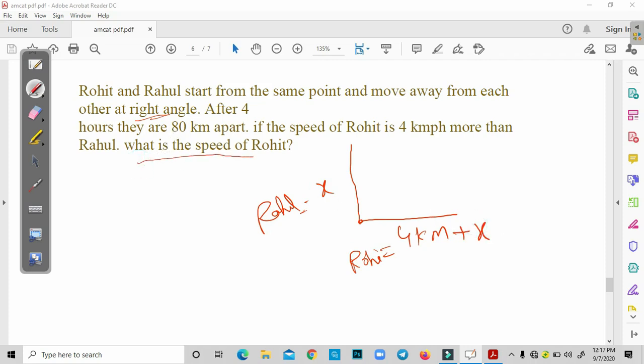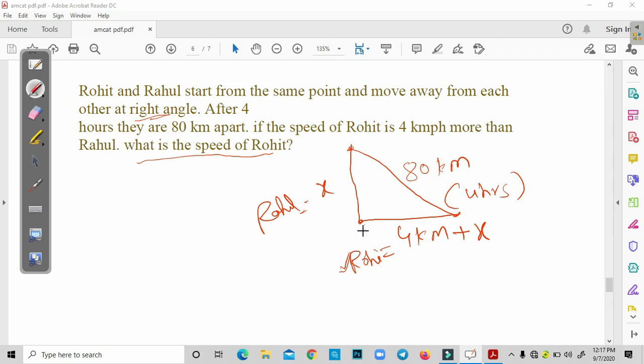What is the speed of Rohit? We have to find this out. Sorry, I missed some data here. Rohit and Rahul start from the same point and move at right angle. After 4 hours, they are 80 kilometers apart. Now guys, this distance, they are 80 kilometers apart, after how many hours? 4 hours.